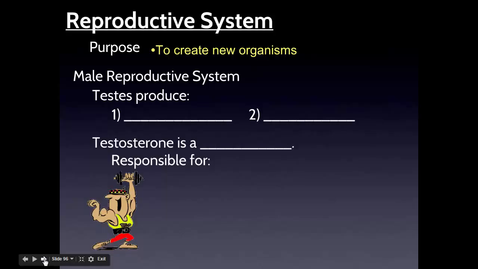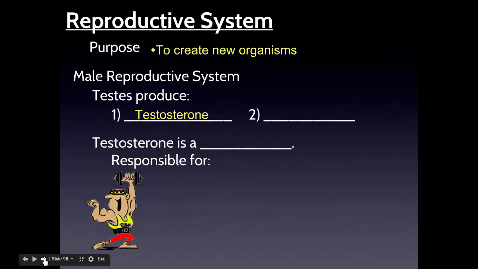One we already talked about as part of another body system. Do you remember which one? What other body system did we mention the testes in? Endocrine? Because what do they produce? Hormones. They produce a hormone, which is part of the endocrine system. So they produce testosterone, and we study that in the endocrine system. Testosterone is the male sex hormone.